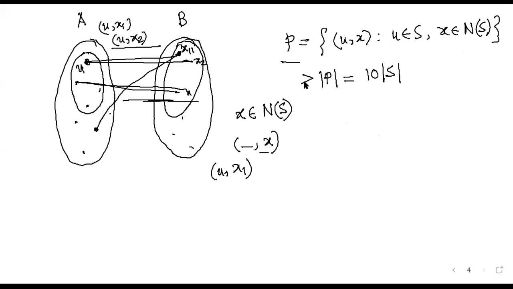So you basically get this: 10 times the cardinality of N(S). And this gives you the cardinality of S less than or equal to the cardinality of N(S).